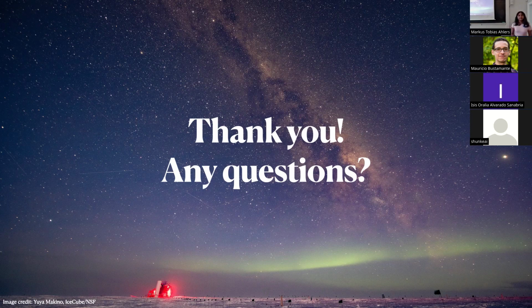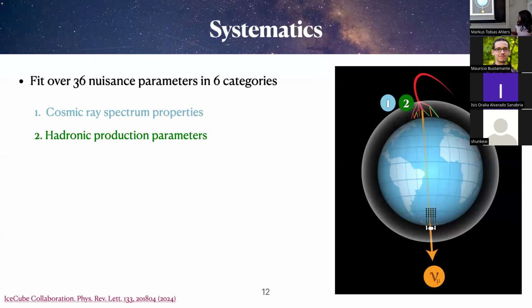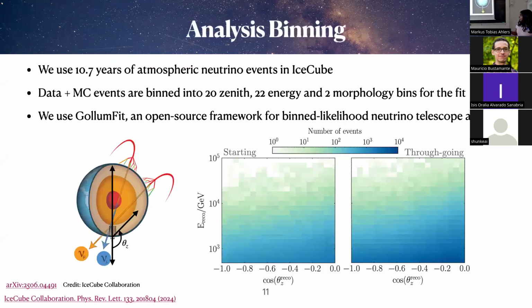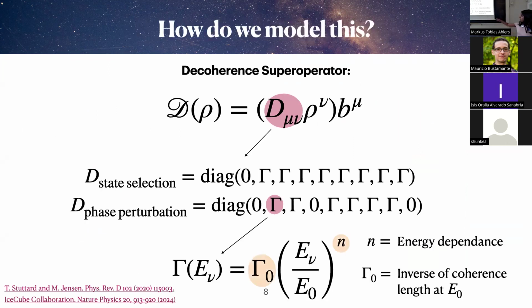Thanks for the nice talk. Could you go back to slide 14? Sorry, I don't understand much about quantum gravity, but can you explain what n is? So n here is the energy dependence of this decoherence parameter gamma.